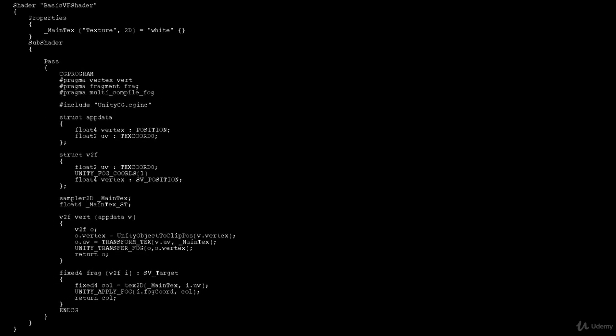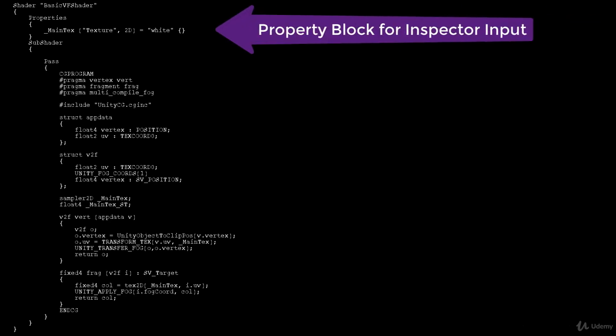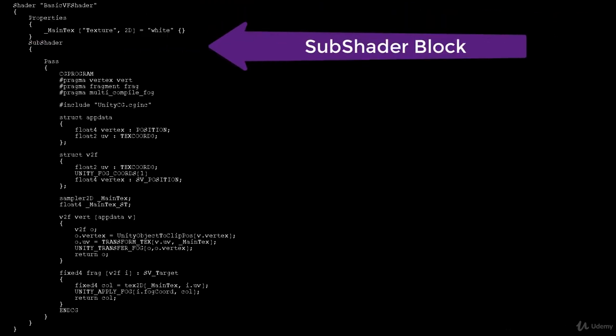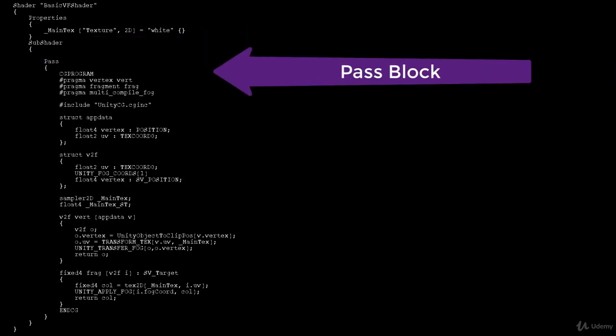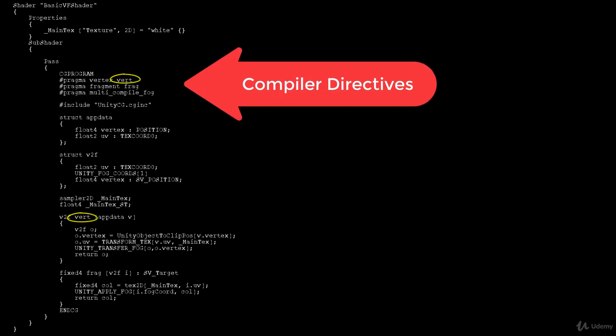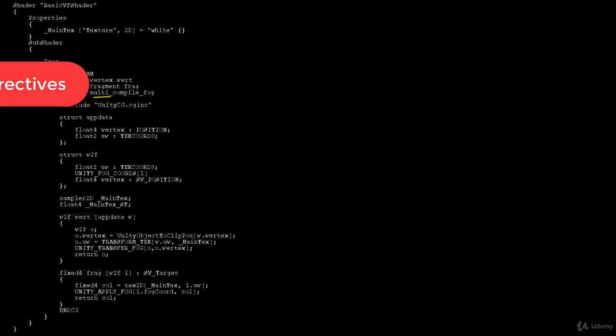The structure of a Vertex Fragment shader looks like this. First we have the property block, as we've used before, followed by the subshader block. The CG program in this case is enclosed in a pass block. The required compiler directives include Vertex followed by the name of the Vertex function, and then Fragment followed by the Fragment function name. Multi-compile fog allows for the use of fog effects. If you aren't using fog, then you don't need this.